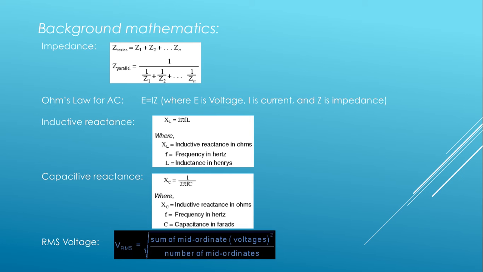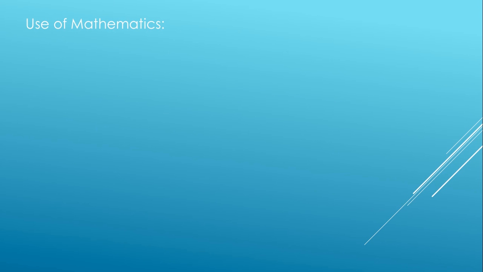Some examples of the mathematics used in AC circuitry can include impedance, both series and parallel, Ohm's law, inductive reactance, capacitive reactance, and RMS voltage. There are several examples of the mathematics taught in MATH141 and 142 to be found within AC circuits, such as the use of vector addition and complex numbers when examining a circuit with multiple AC sources.